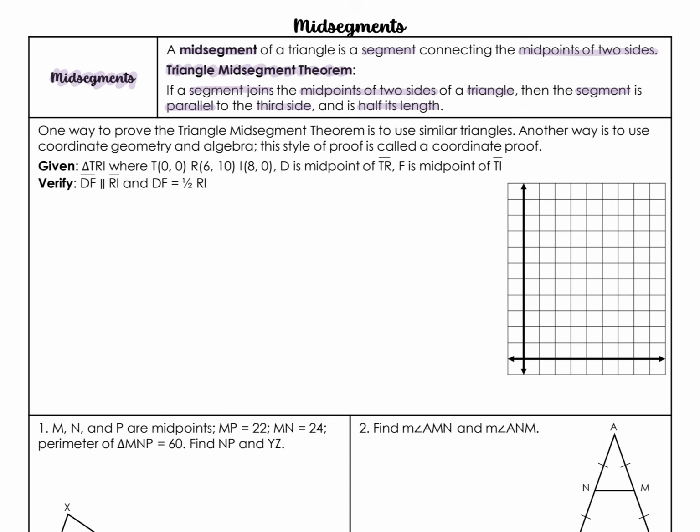So we are given triangle TRI, where point T is at 0, 0, my origin. Okay, so I'm going to label that. Then we have R is 6, 10, so right 6, and then up 10. Okay, so it's going to be right here. And then lastly, point I is 8, 0, so we're going to go just 8 to the right and plot that point.